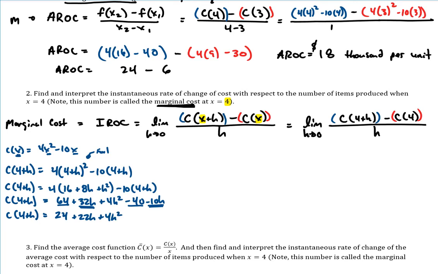Okay, so let's go ahead and get the red one as well. C of 4 is 4 times 4 squared minus 10 times 4. And so 4 times 4 squared is 64 minus 40 is 24.